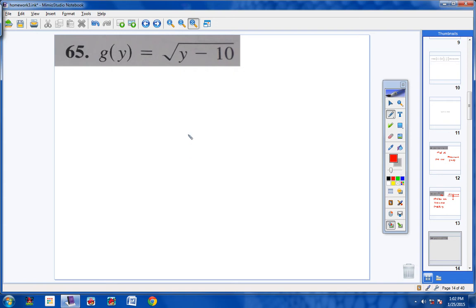Okay, number 65. Because my index is even, if my index is 2, 4, 6, 8, 10, etc., then you cannot have a negative number under the radical. In other words, your radicand, which is what this is called, cannot be negative. It can be 0, that's fine, but it cannot be negative. So y minus 10 must be greater than or equal to 0. We bring the 10 over and make it a positive 10. So now we have y is greater than or equal to 10. There's your domain.